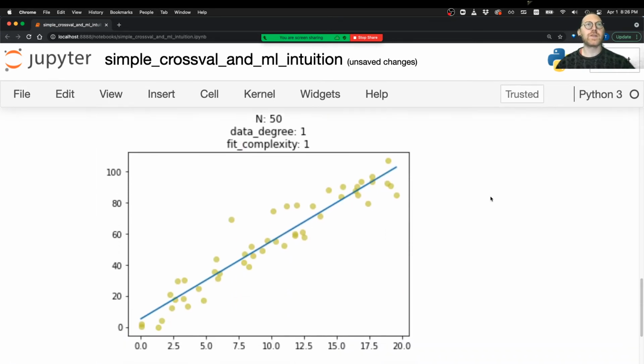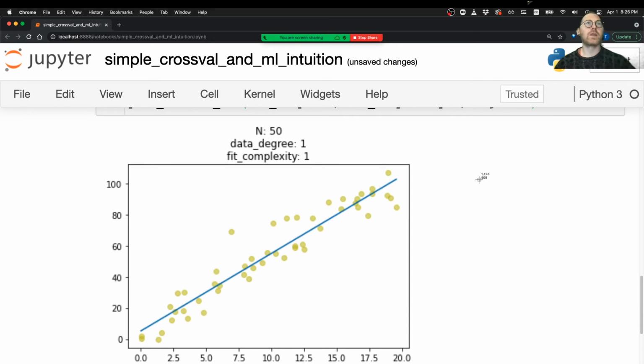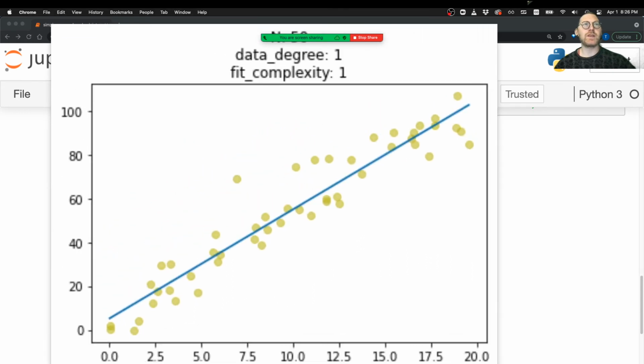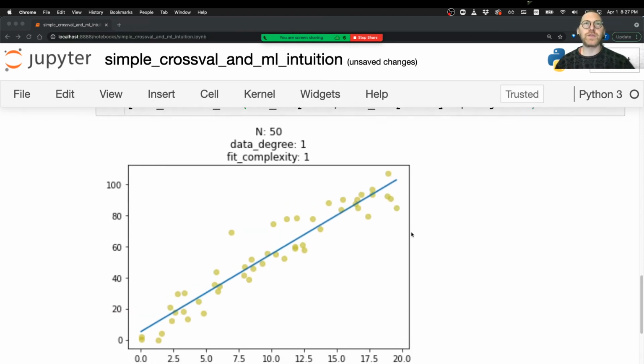Okay, so that worked. And let's look at this. Essentially what's happening here is we've got some data points, and they've arranged like this, and we've got 50 of them. The underlying function we know to be of degree 1, and we're fitting it with a function that has complexity of 1. And so we're just drawing a straight line right through that. Now, let's play around with this a little bit.